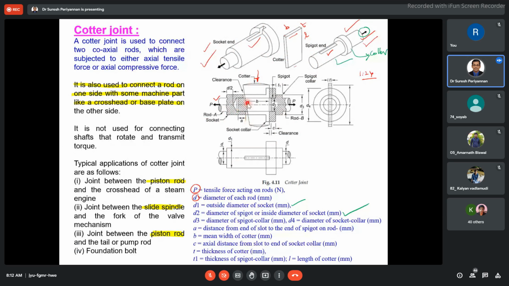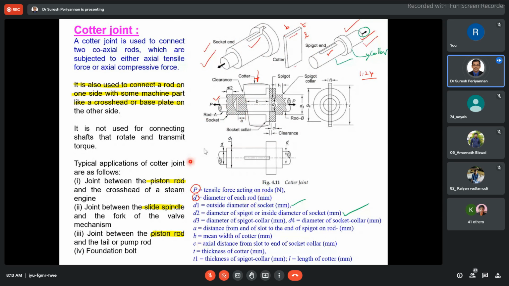Then the distance from the end of the slot to the end of the spigot end. Spigot end is nothing but A. That notation is A. These are the things very essential when we are going to design the component: how much length, how much dimension we have to allow based on load, based on stress condition.